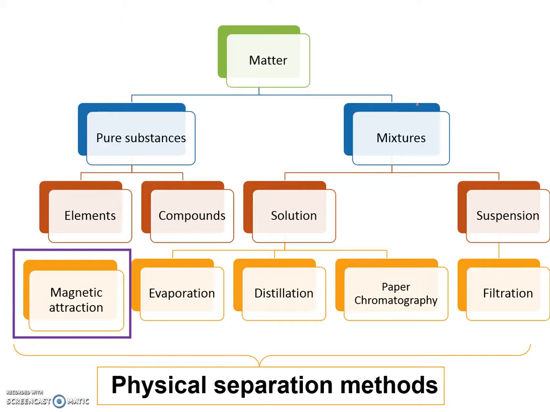So there are many ways to separate mixtures. Okay, so we're going to learn about 3 of them for this semester. We'll learn the rest next year. Okay, so there will be 5 in your textbook, but we're only going to learn about 3. So the first one we're going to learn about is magnetic attraction.